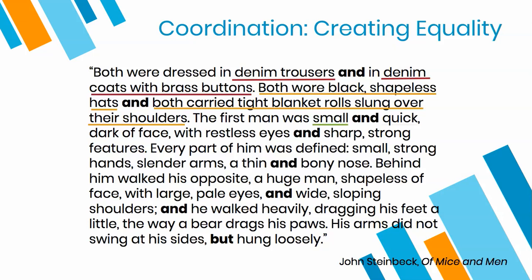Next, we join small with quick. Two predicate adjectives. Restless eyes, sharp, strong features. Two objects of prepositions with adjectives that describe those objects. Thin with bony, two adjectives. Large pale eyes joined with wide sloping shoulders. Again, two objects of prepositions that have adjectives describing the objects.